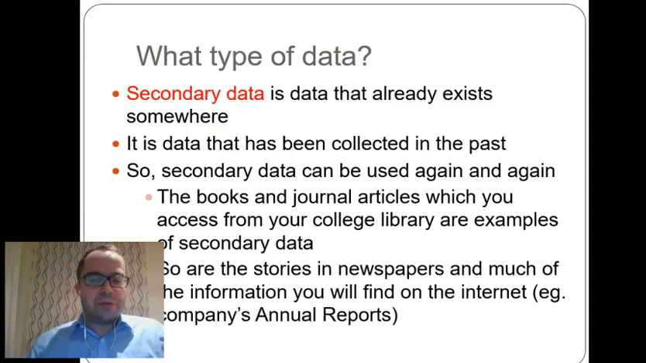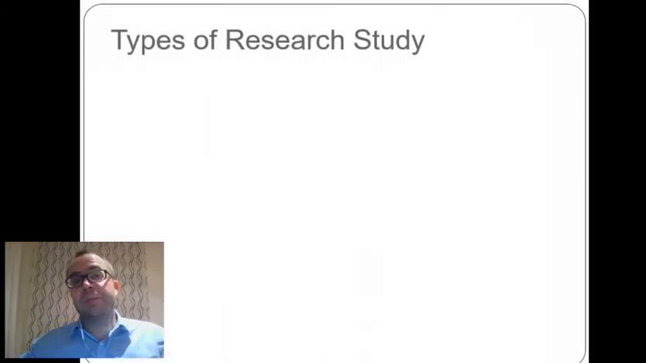There are stories in the newspapers, or anything which has already been produced, accumulated in a form of a body of knowledge, as we call it, using academic terms. That would be something which we call secondary data. Annual reports by the companies is a very good example.